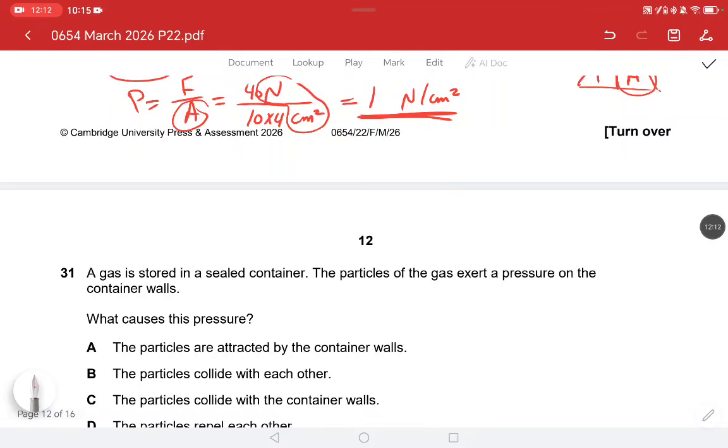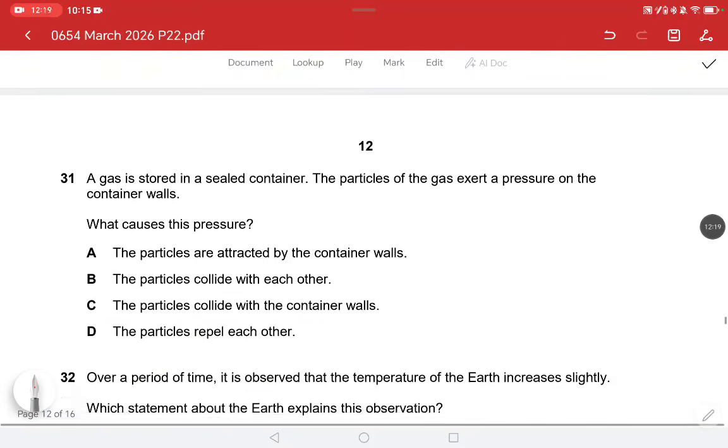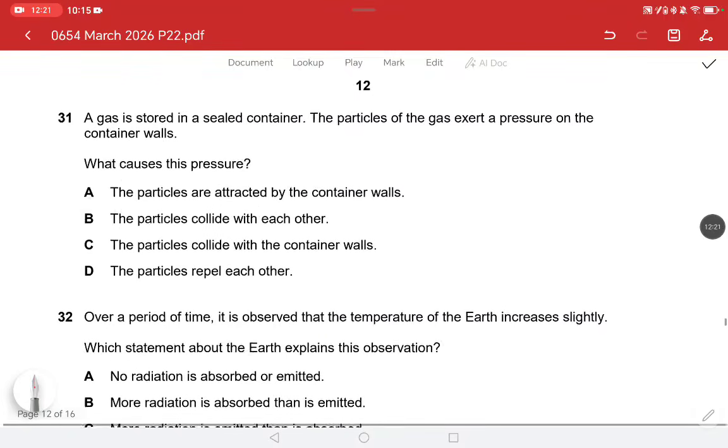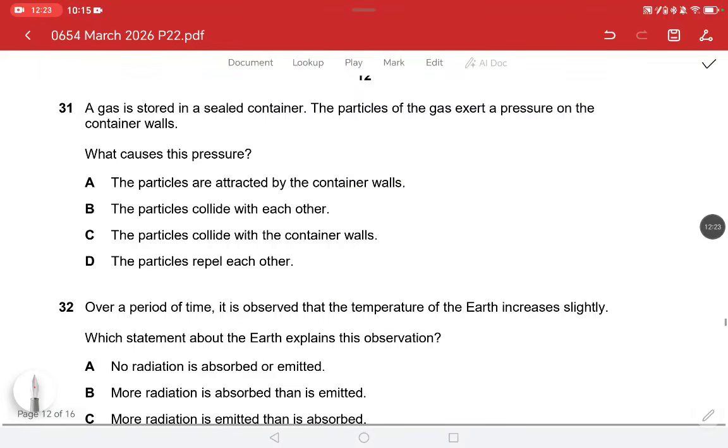Next one, if we move to question 31. Now we move to thermal physics. In question 31, a gas is stored in a sealed container. The particles of the gas exert a pressure on the container walls. So what causes this pressure?